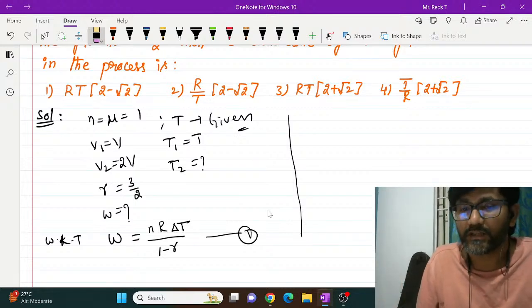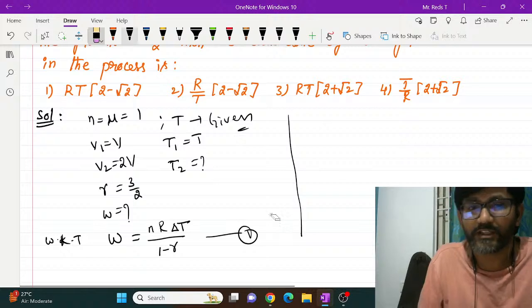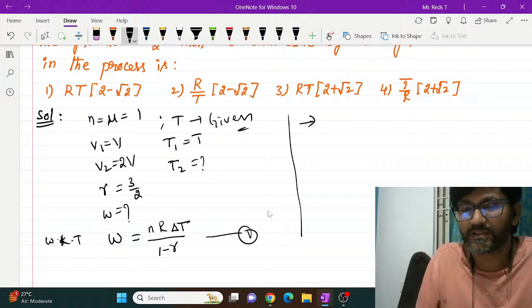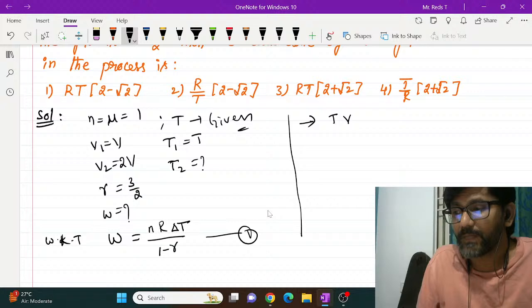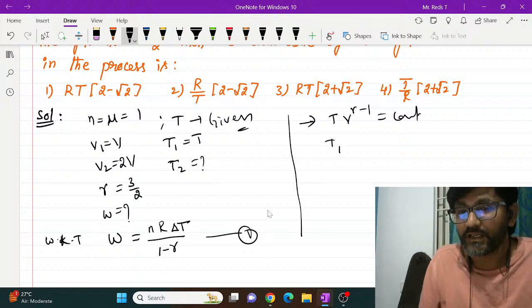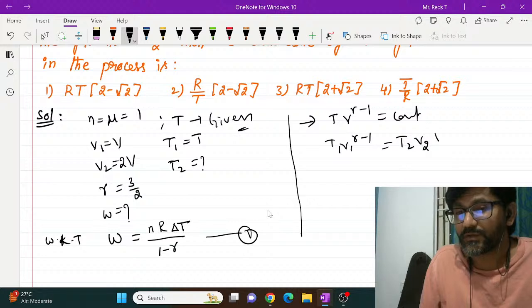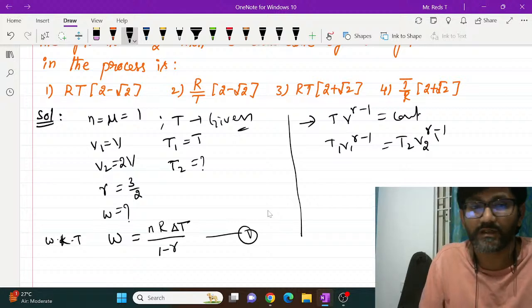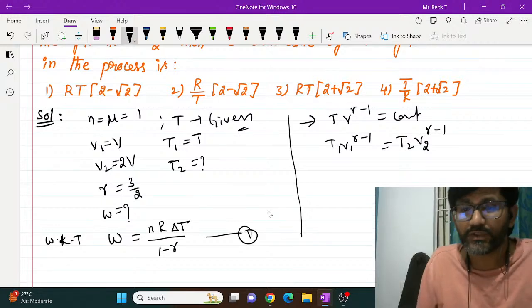You should know for an adiabatic process, one of the equations is PV power gamma equal to constant, and also TV power gamma minus 1 is equal to constant. So you can take T1 V1 power gamma minus 1 is equal to T2 V2 power gamma minus 1. You have to take carefully. Here T1 is given as T, and T2 in terms of T you have to get, and V1, V2 are given in terms of V and 2V.